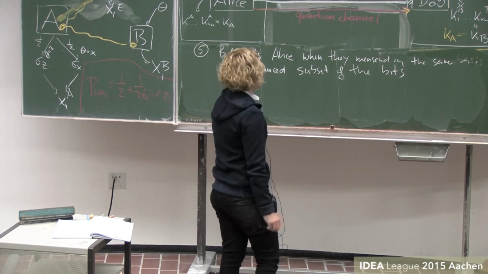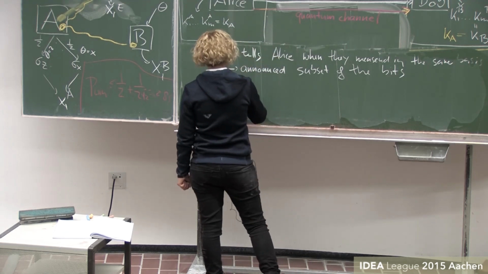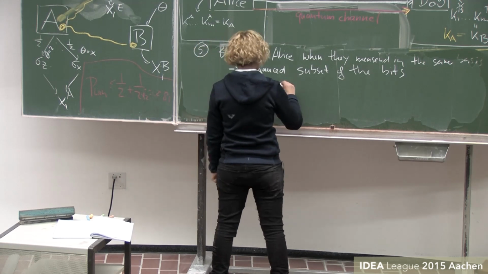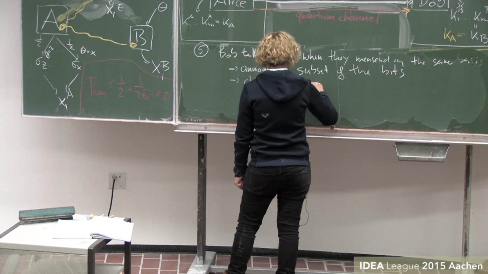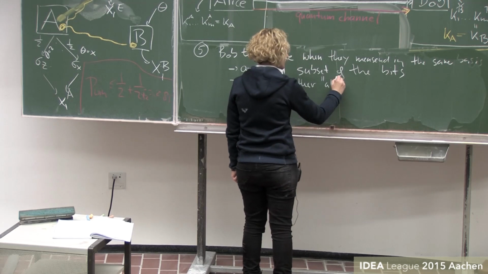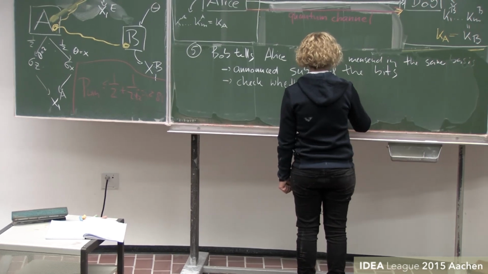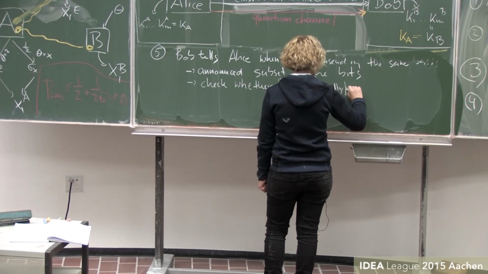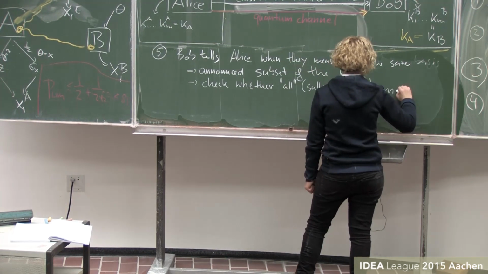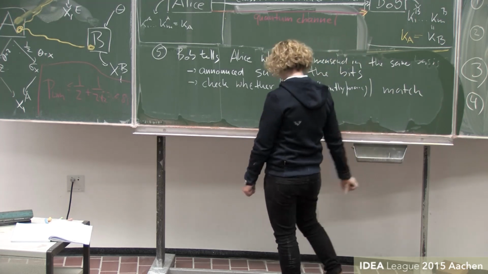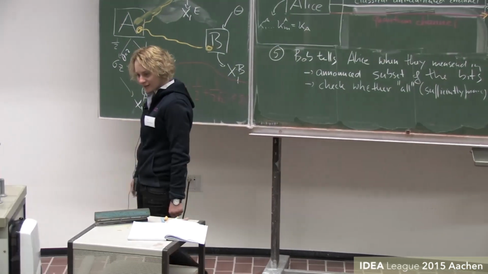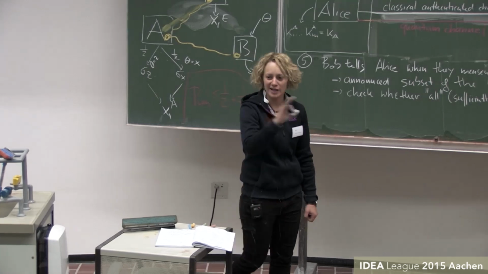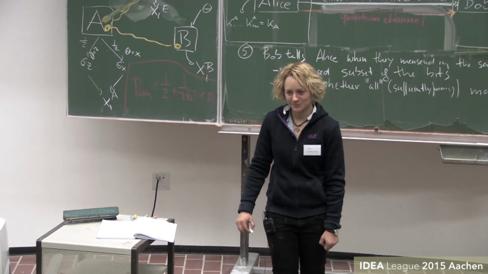And they check whether on the subset they match. So they check whether all the bits of this subset match. All, and I'm also going to put all in brackets, or rather sufficiently many. I'm going to say more about this later. For the moment, let's demand that all of these bits match to make our life a bit simpler. Otherwise, we just reject, and we're not going to produce any key.